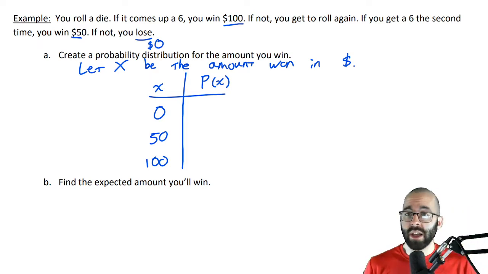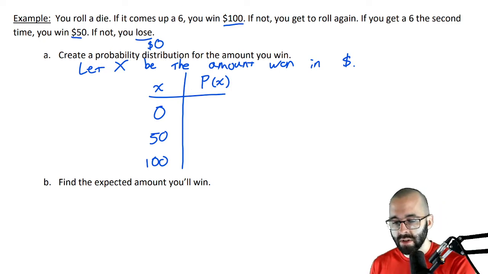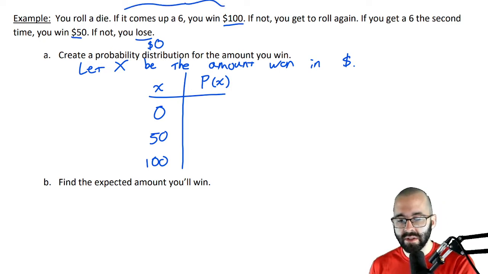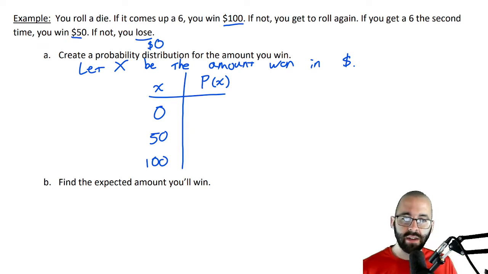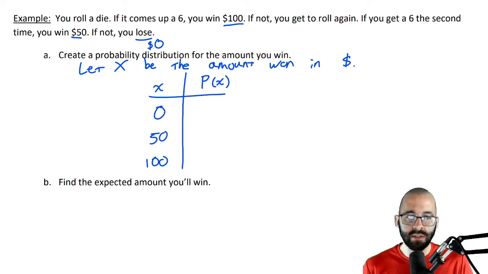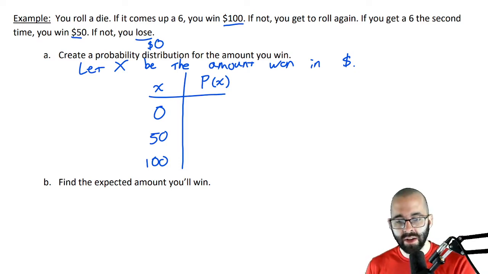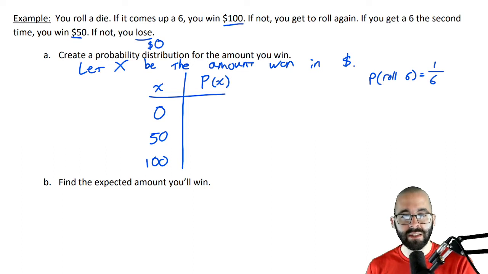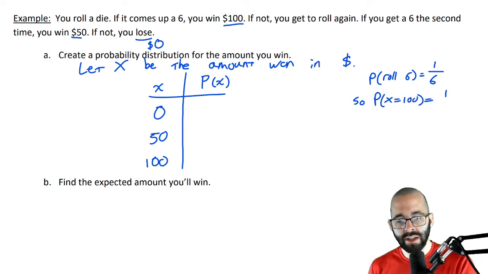And the probabilities are more complicated. So let's just go in order. If you roll a 6, you get $100. So if I'm rolling a regular 6-sided die, what's the chance that I roll a 6? Well, there's 1 favorable outcome divided by 6 total outcomes. So the probability is 1/6. So if it comes up as a 6, we win $100. So the probability that x is $100 is just this 1/6.